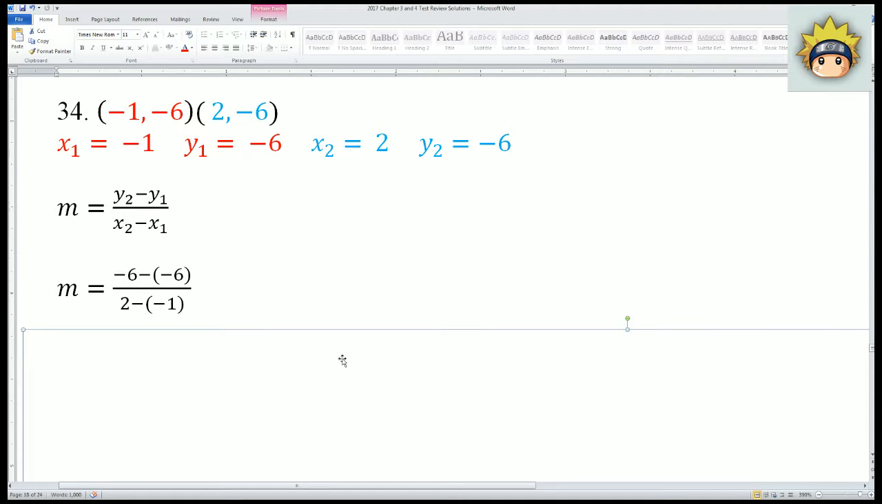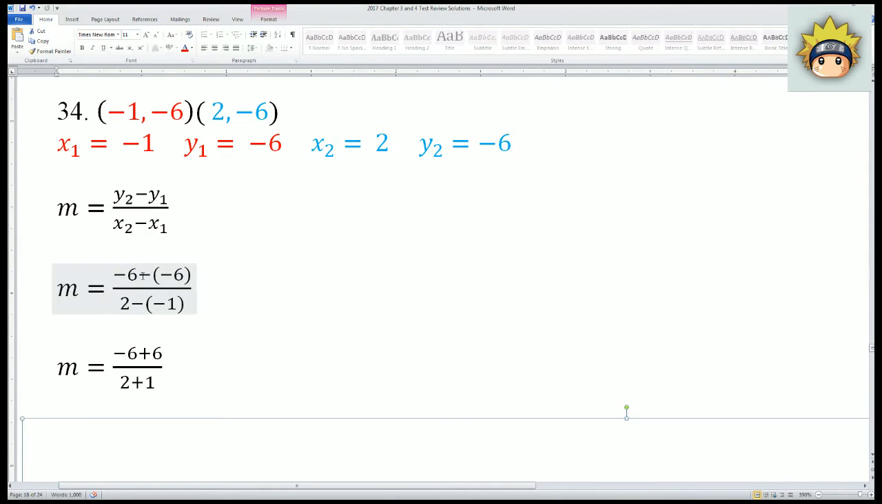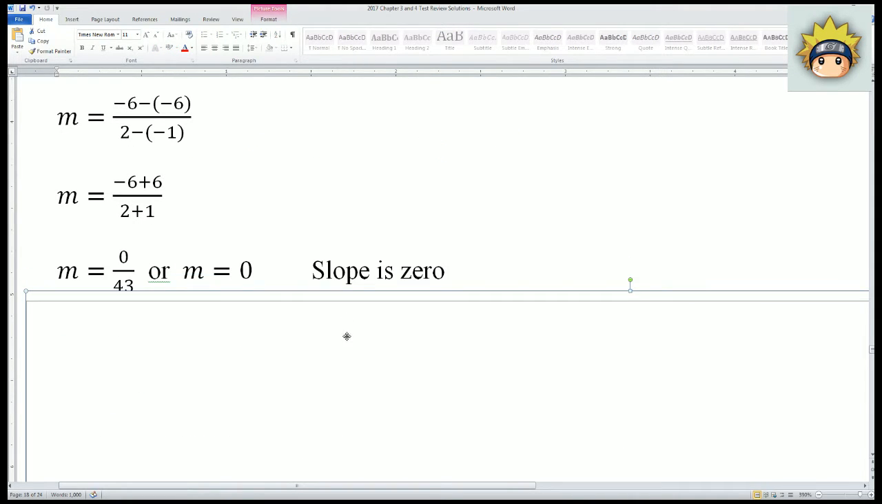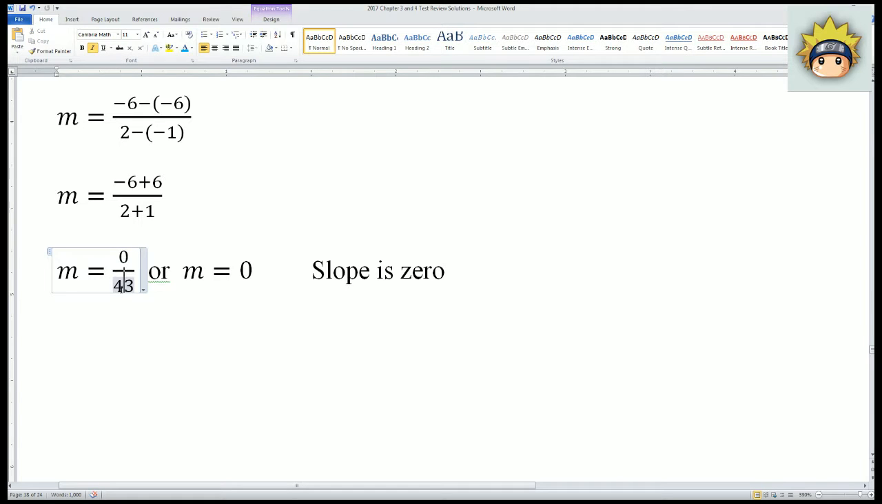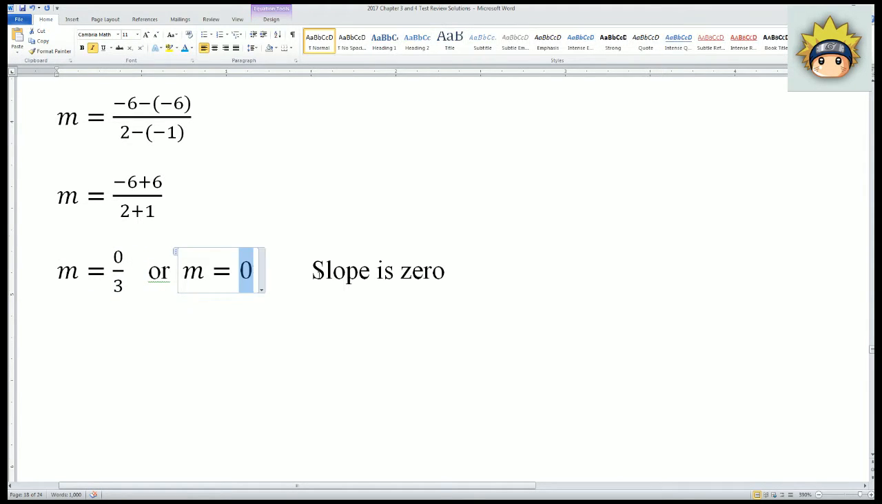Negative 6 minus negative 6 divided by 2 subtract negative 1. You could do a little simplification here. Subtracting a negative is the same thing as adding. Negative 6 plus 6 is 0. 2 plus 1 is 3. Okay? 0 divided by 3 is just 0. The slope is 0.